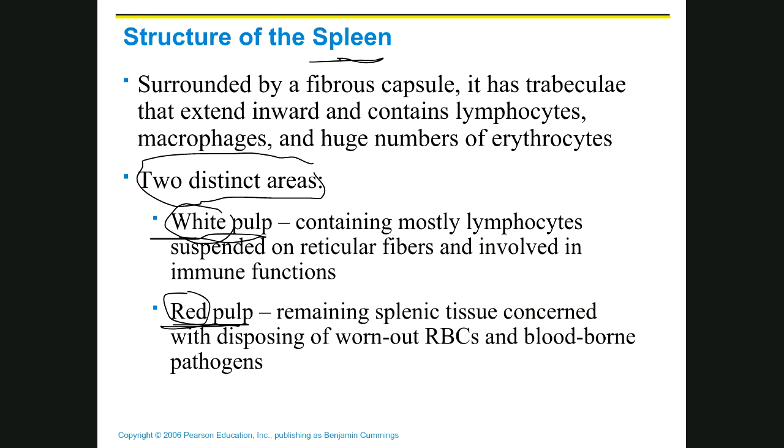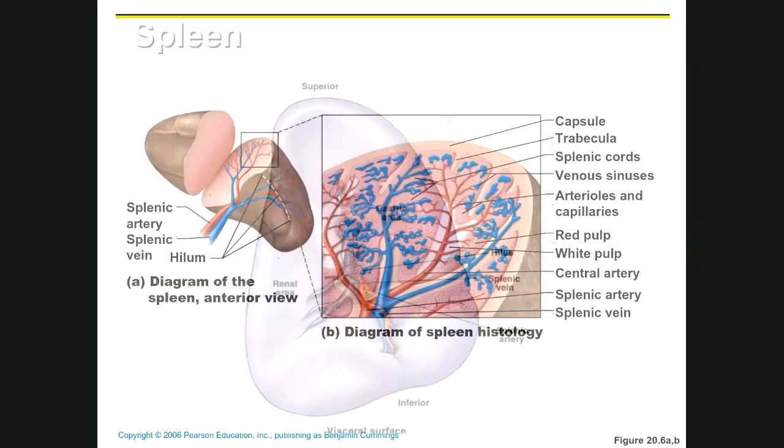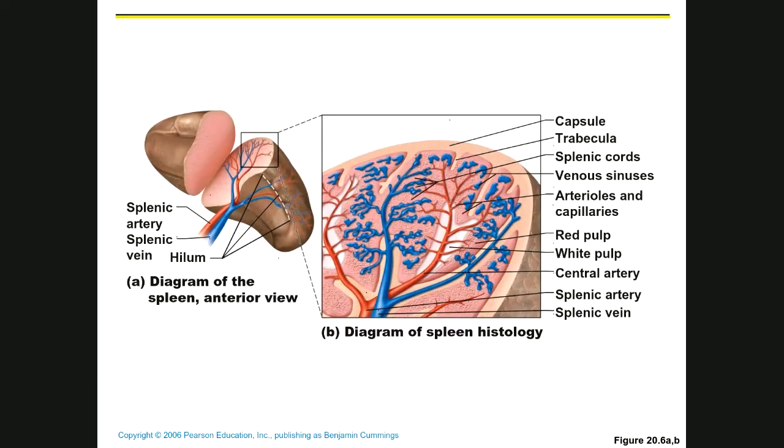Well, red pulp is all about red blood cells. So that's where the red blood cells go. That's where the worn out ones and the broken ones and all that stuff go. And so when you look at red pulp, there it is right there. That's red pulp. And red pulp tends to be around arteries. Sorry, veins. Red pulp is all around these veins.